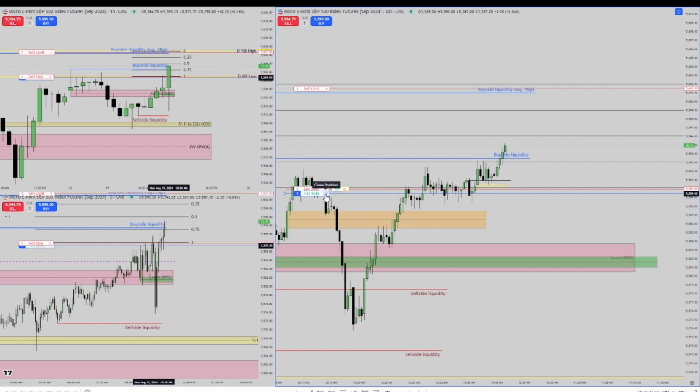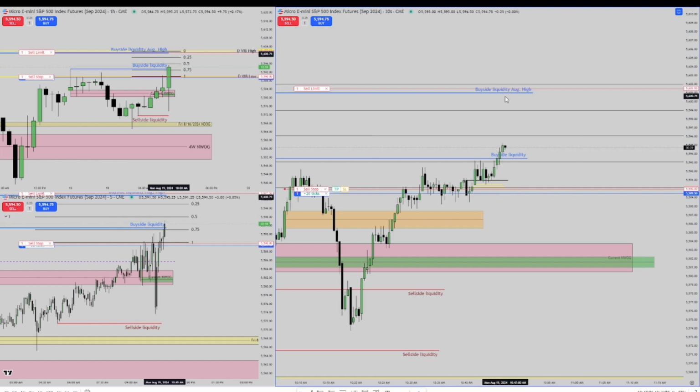22 ticks. If I was trading my silver bullet model, scalping model, I would have taken my trade off right here. But we are trading it a little bit. We're gonna test its limits here, and we're gonna see if we can get it up to this big buy side liquidity pool. And I want to see one more candle just really go higher.